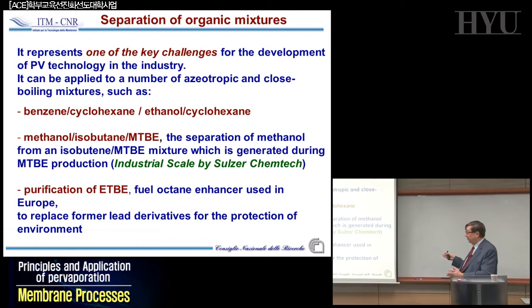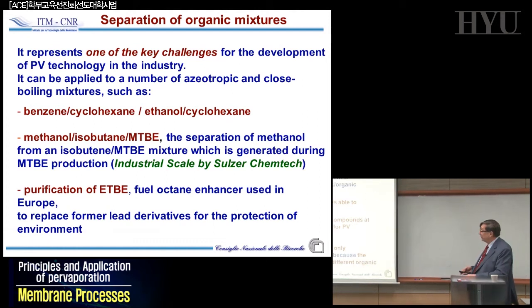MTBE at one moment was becoming very popular, for the problem of benzene, increasing the octane number and avoiding lead, this poisoning system. That was a quite interesting alternative, and this is a case in which a lot of money has been invested and plants have been installed. Now the problem of MTBE does not exist anymore in the form that was existing 15 years ago. Sulzer, which you saw, is one of the industrial companies producing; they were already realizing MTBE production lines using pervaporation with their kind of polymer. And again, ETBE, the same kind of octane enhancer used in Europe, is another case that has been utilized.